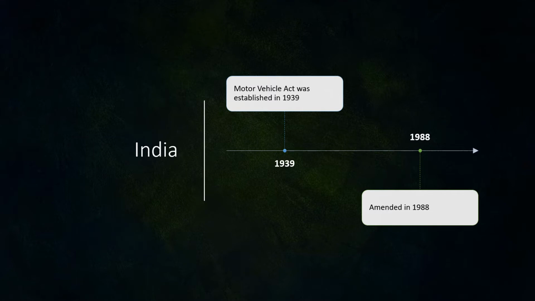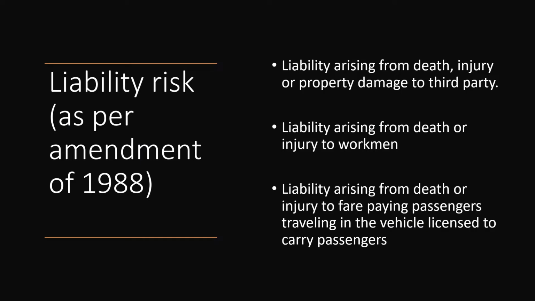In India, the Motor Vehicles Act was established in 1939. It was amended in 1988. This amendment stipulates that no owner of a motor vehicle can use, cause, or allow to use the vehicle in a public place without a valid insurance. It means that any vehicle which is used in public has to be compulsorily insured against liability risk.